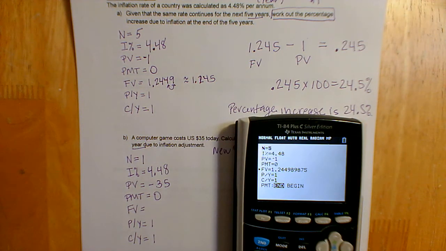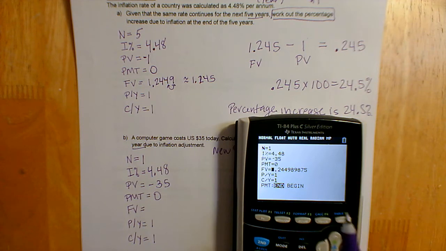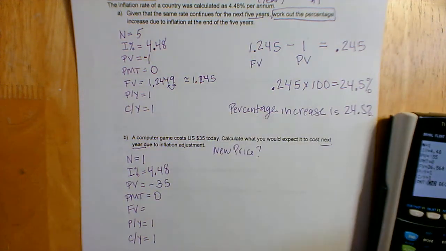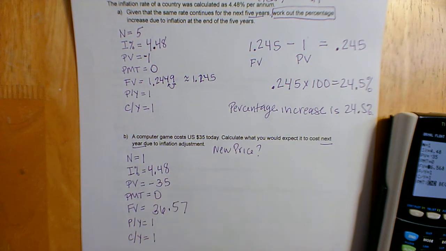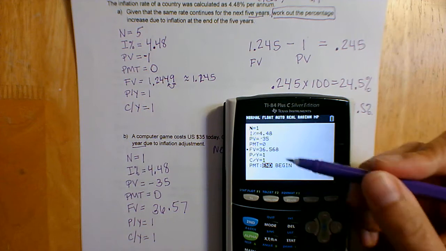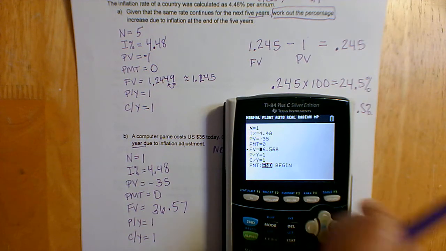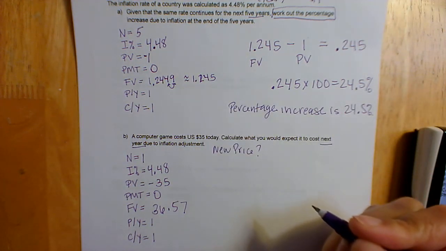Let's go back up. 1, 4.48, negative 35. This is PY is 1 and CY is 1, so we're just going to find our future value, 36.568. So we're going to say 36.57. I'm just going to round that. Remember, when you round, this 8 was 5 or higher, and so I round the 6 up to a 7.